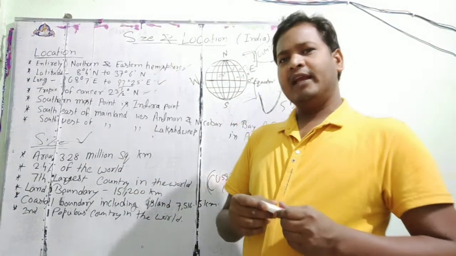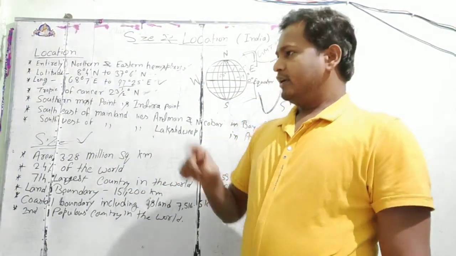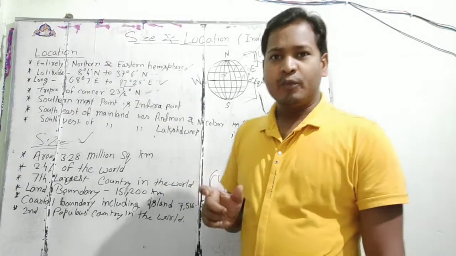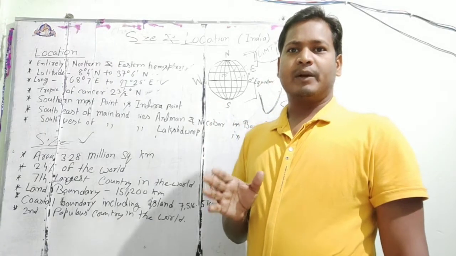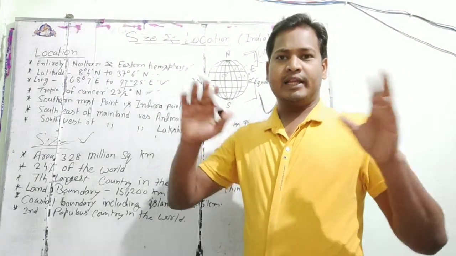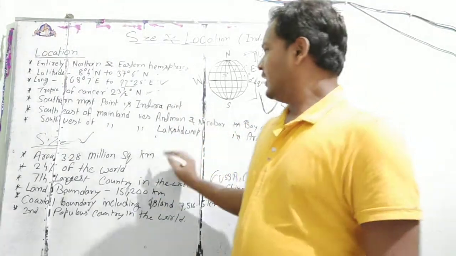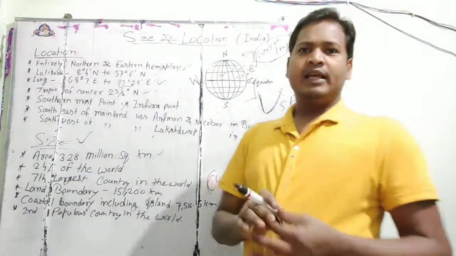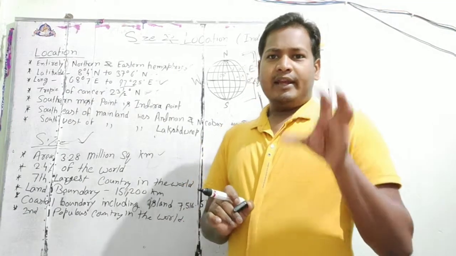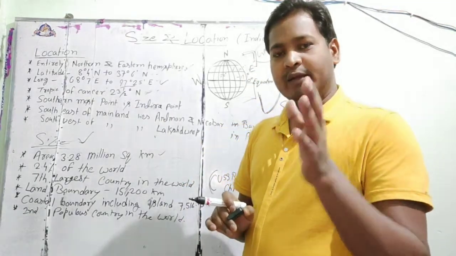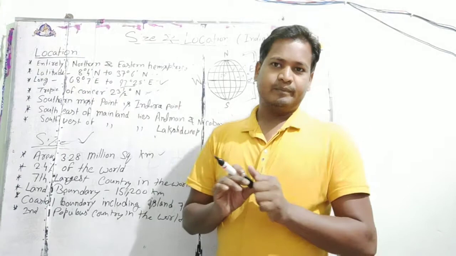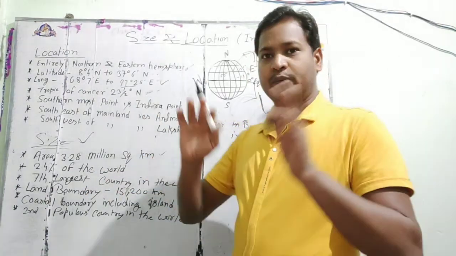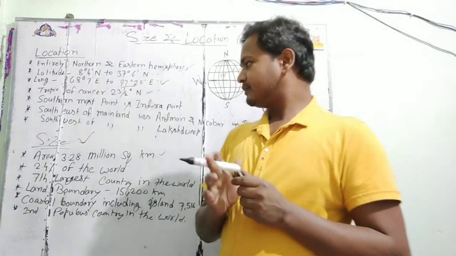India has an area of 3.28 million square kilometers. That occupies 2.4% of the total geographical area of the world. See here, it is 3.28 million square kilometers. That means India has an area of 3.28 million square kilometers that occupies 2.4% of the total geographical area of the world.